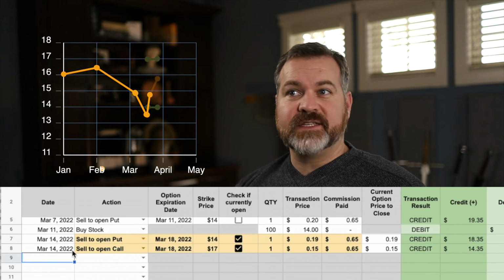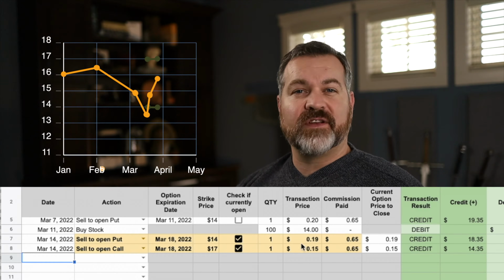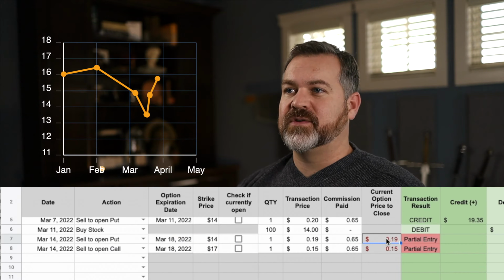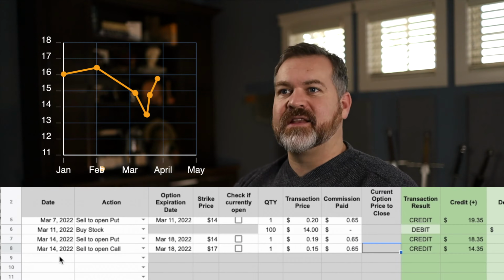If the stock stays in range at the end of this, it's very simple to record. Both of these are going to expire worthless. And we're just going to uncheck both of those, delete these, and then continue on from there.